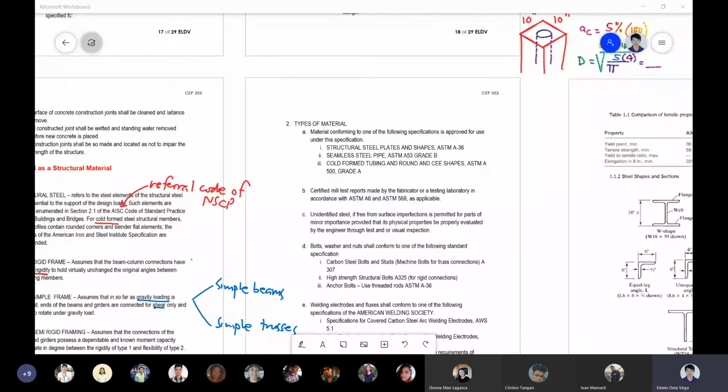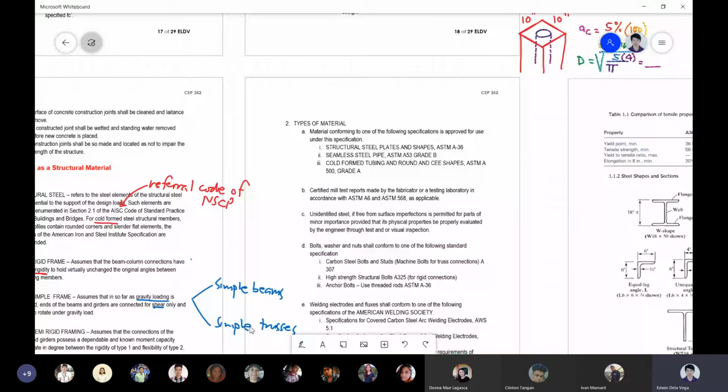Okay, so let's proceed now with the discussion. On page 2, the second page, we are going to discuss the materials conforming to one of the following specifications. We have the structural steel plates and shapes, the seamless steel pipe, and the cold form tubing and round HSS. Okay, so we will be dealing with those shapes later.